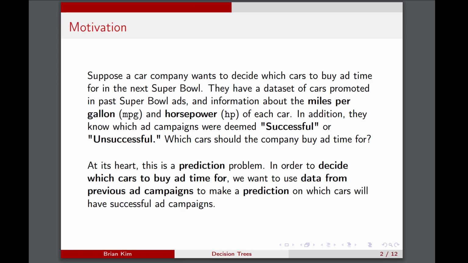Basically, at its heart, this is a prediction problem. In order to decide which cars to buy ad time for, we want to use data from previous ad campaigns to make a prediction on which cars will have successful ad campaigns. So we're taking the previous information about the miles per gallon and the horsepower and whether the campaigns were successful in order to predict the future, to see whether the cars with certain miles per gallon and certain horsepower will have successful Super Bowl ad campaigns.